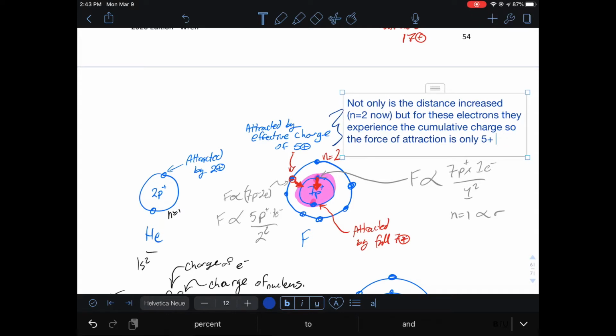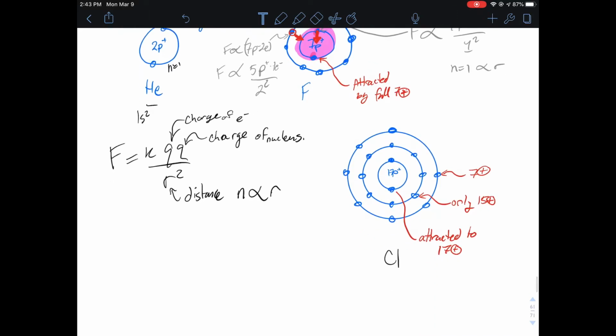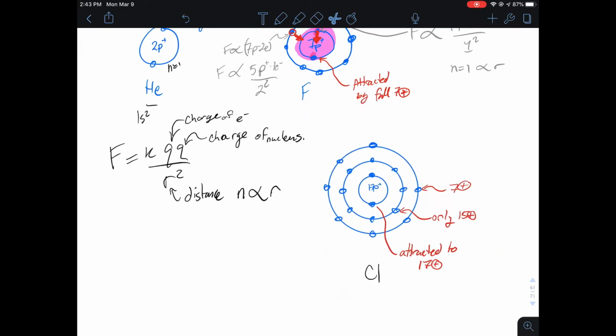This is what we call the shielding effect. So the farther the electrons are out, and the more inner electrons there are between them, the more the shielding is. So we can see I did the same model for chlorine down here.